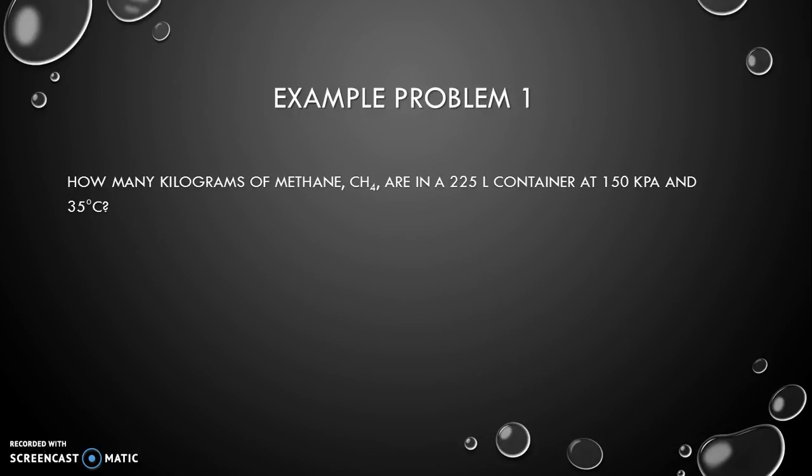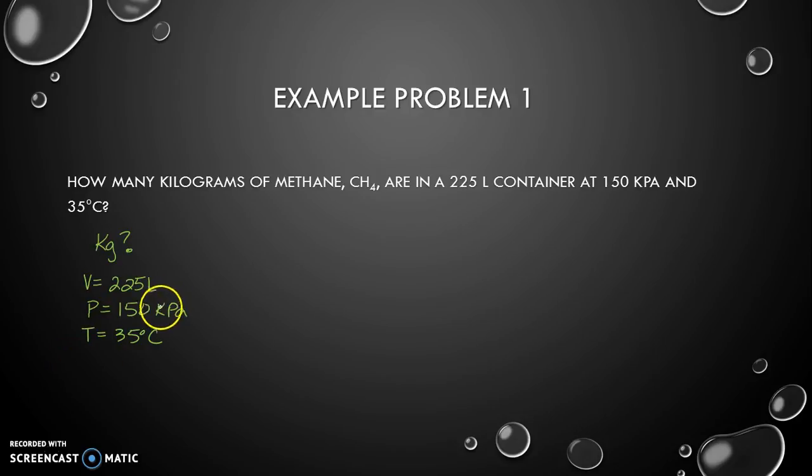The example says: how many kilograms of methane, CH4, are in a 225 liter container at 150 kilopascals and 35 degrees Celsius? We're looking for kilograms of CH4. We know that the volume of this container is 225 liters, the pressure of this gas is 150 kilopascals, and the temperature is 35 degrees Celsius.